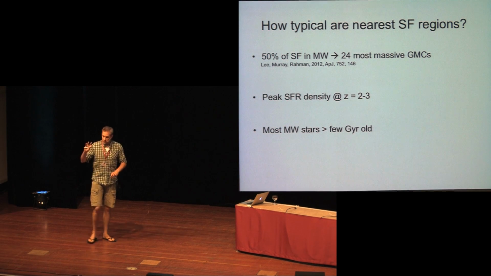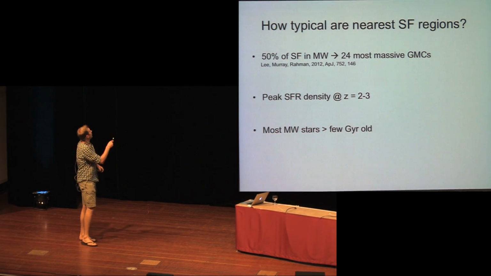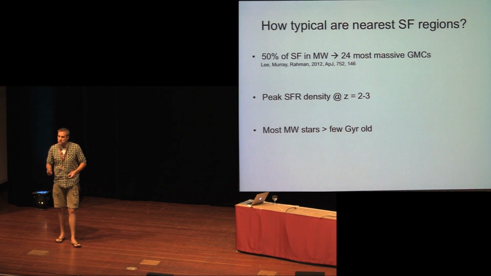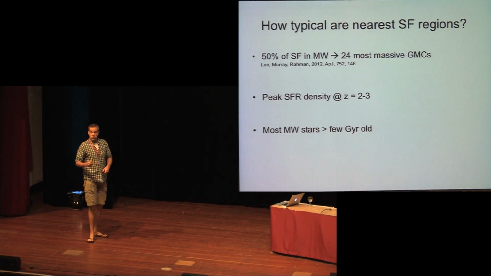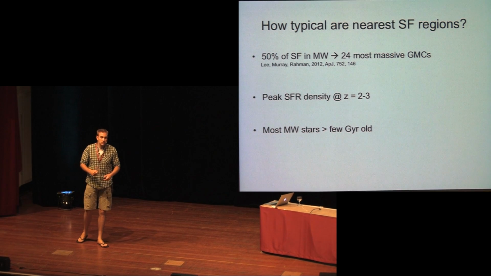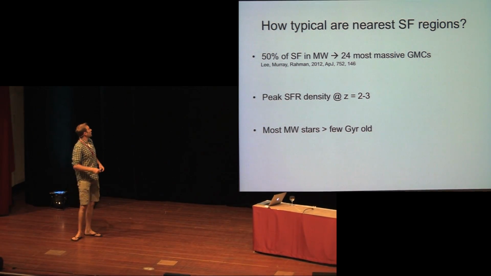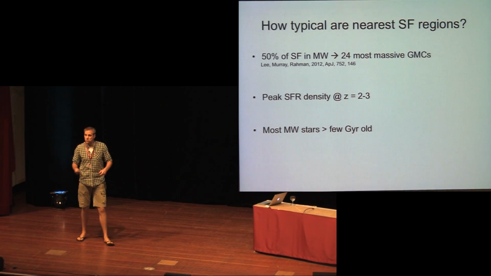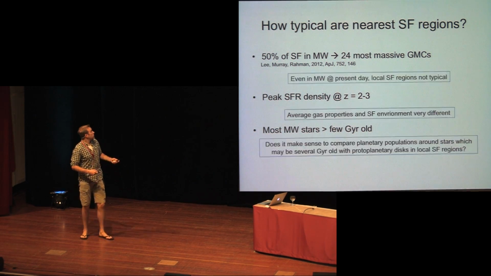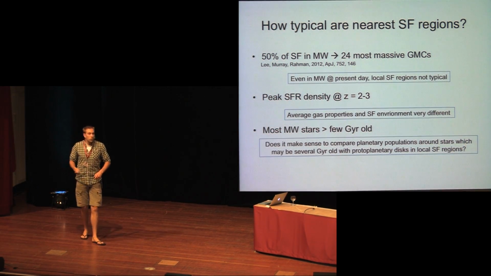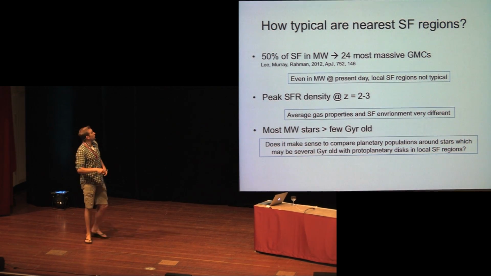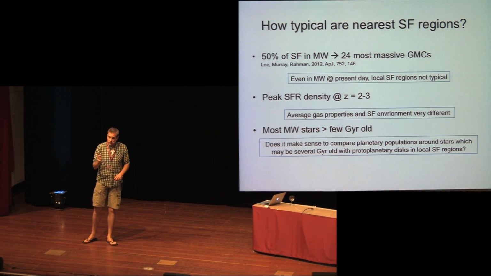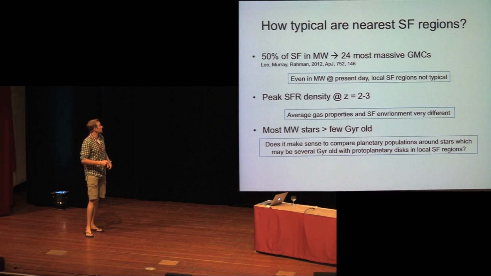Okay, so let's ask the question, how typical are nearby star-forming regions? Well, let's start with 3 facts. Fact number 1, 50% of star formation in the Milky Way takes place in the 24 most massive GMCs. Fact number 2, the peak of star formation rate density happened at redshift 2 to 3. And I think it's fair to say that most stars in the Milky Way are older than a few gigayears. So what does this mean? Well, even in the Milky Way at the present day, these nearby star-forming regions are not typical. Your typical star in the galaxy is not forming in something like Perseus.